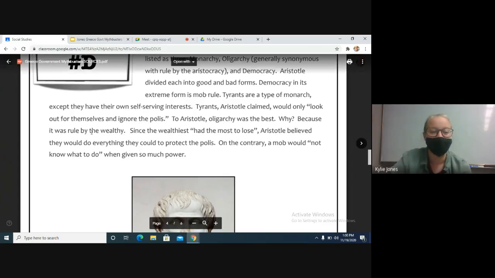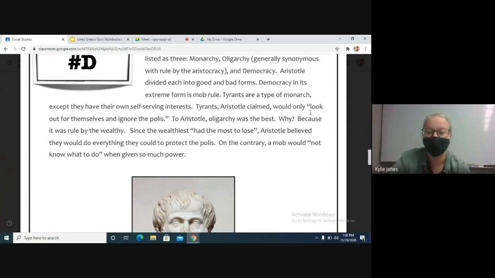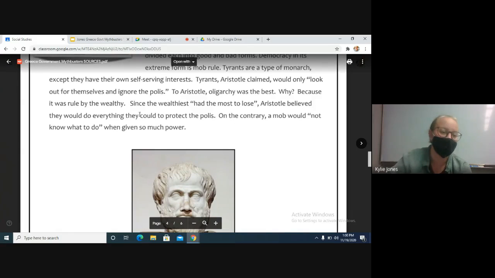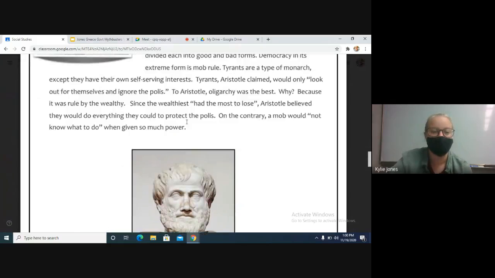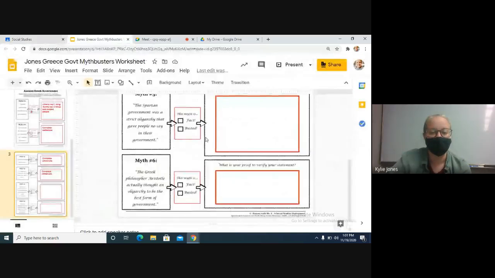Why? Because it was ruled by the wealthy. Since the wealthiest had the most to lose, Aristotle believed that they would do everything they could to protect the polis. On the contrary, a mob would not know what to do when given so much power. So the answer to myth number 6 I just said. So hopefully you got that one.